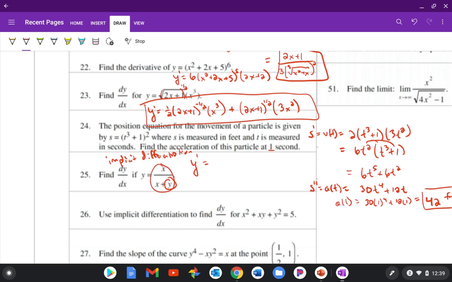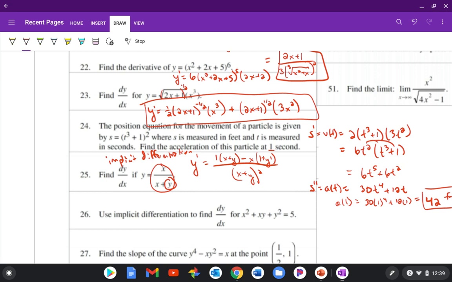So it's gonna be the derivative of the top, which is 1, times the original bottom, minus the original top, x, times the derivative of the bottom. Well, the derivative of the bottom would just be derivative of x is 1. The derivative of y would be y prime. So 1 plus y prime over x plus y quantity squared.